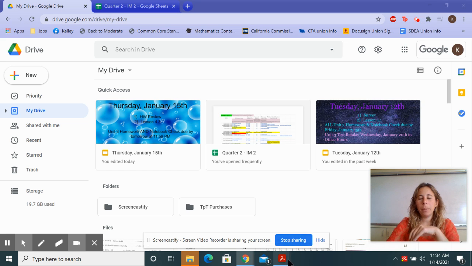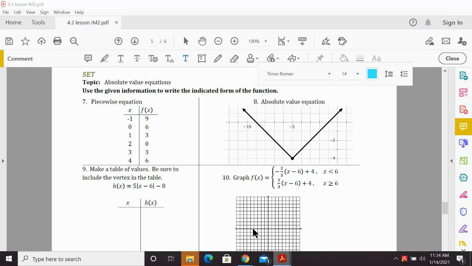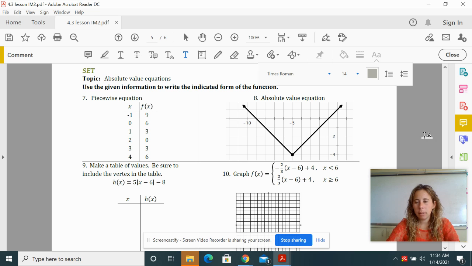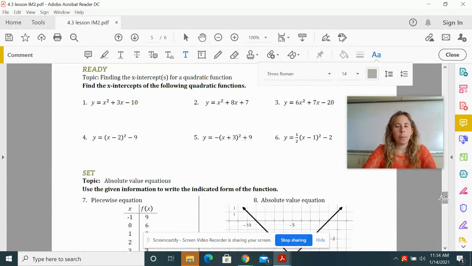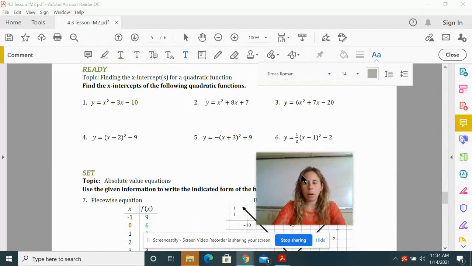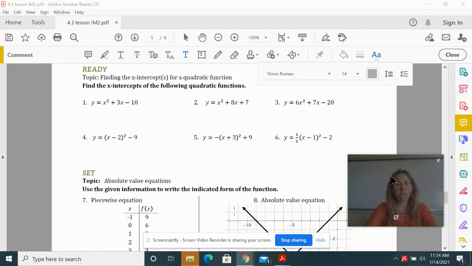Okay, homework 4.3. Scroll up to the top. Okay, so the first 6 are review from what we just did last chapter.